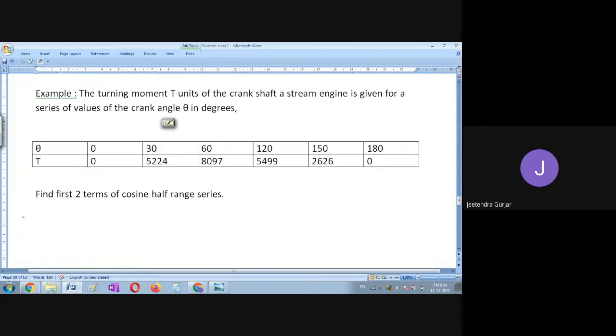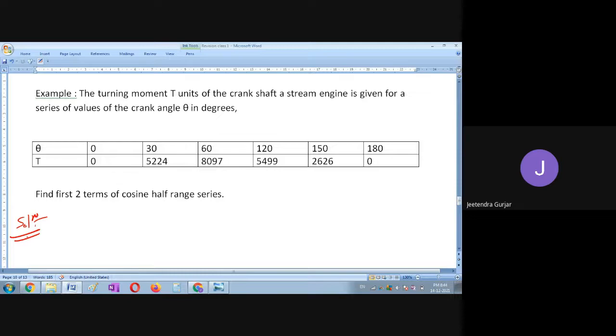So we'll go with the solution. Read the question properly, students. First you find the table properly. Yes, very, very important table, students. Write it correctly. So table is very, very important.